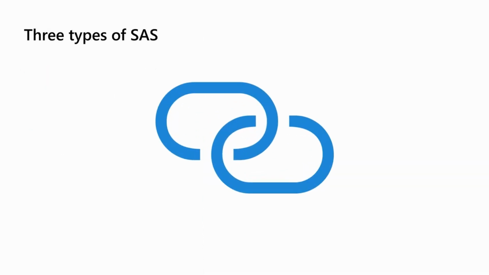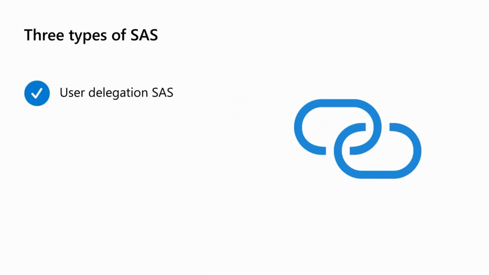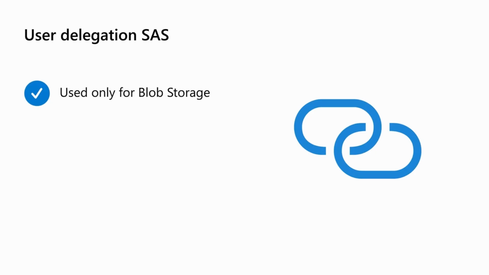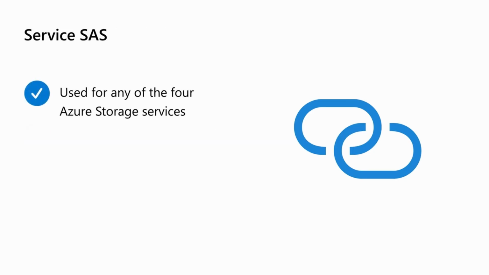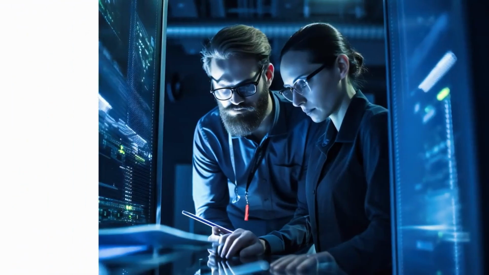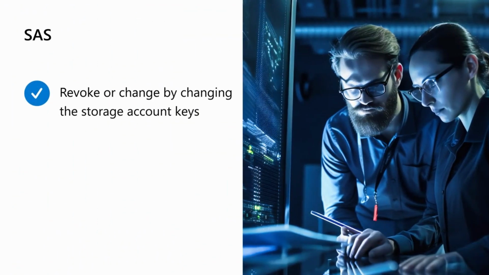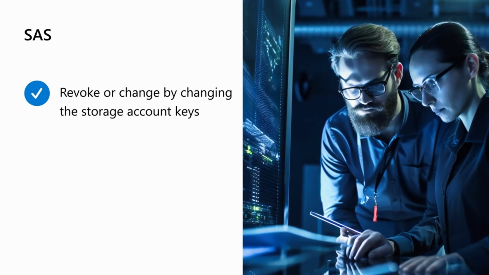Azure Storage supports 3 types of SAS: User Delegation SAS, Service SAS, and Account SAS. You can use User Delegation SAS only for blob storage. This SAS is secured with Azure AD credentials. A Service SAS is used to delegate access to a resource in any of the 4 Azure Storage services. A Service SAS is secured using a storage account key. The only way to revoke or change a SAS is to change the storage account keys.